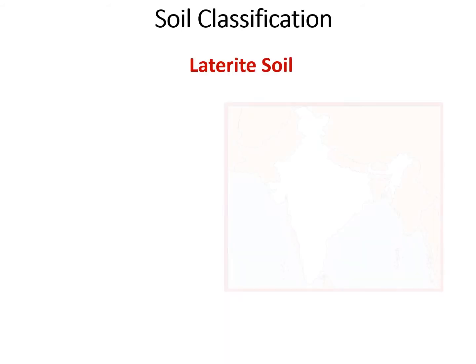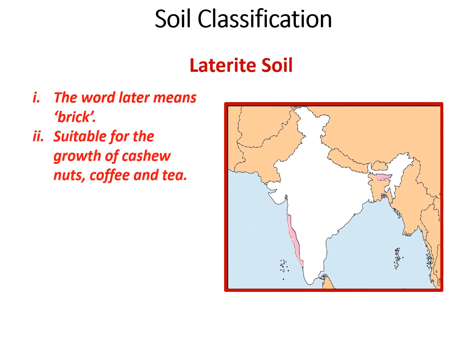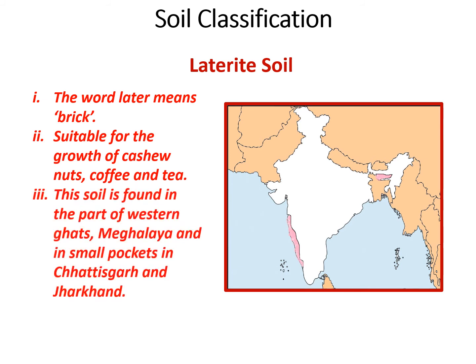The next is laterite soil, which is marked in pink on the map of India. The word 'later' means brick. It is suitable for the growth of cashew nuts, coffee, and tea, and this soil is found in the Western Ghats, Meghalaya, and in small pockets in Chhattisgarh and Jharkhand.